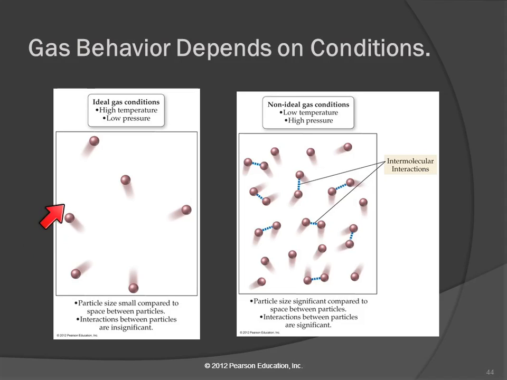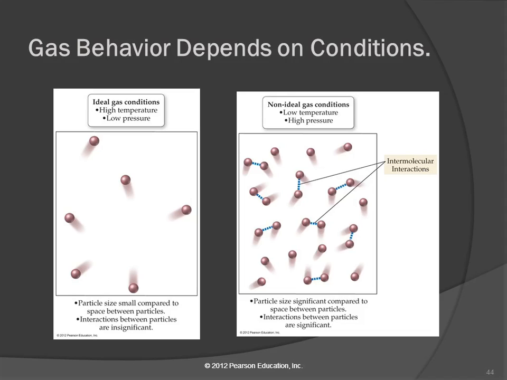And on the left is an illustration of ideal gas conditions. So here's fairly high temperature and low pressure. And so at a low pressure, there's lots of space. At a high temperature, these particles are moving quickly. And so when they do collide with each other, they don't really have time to interact at all.